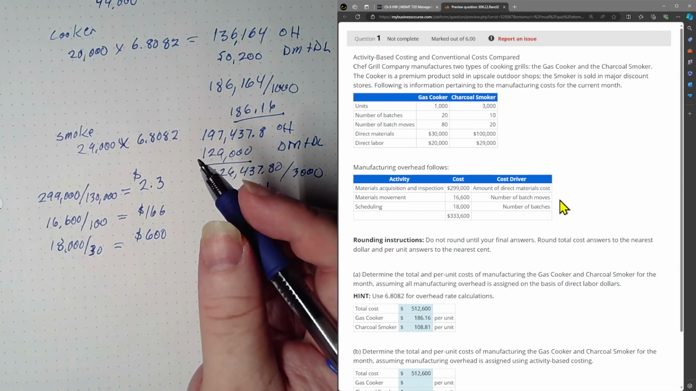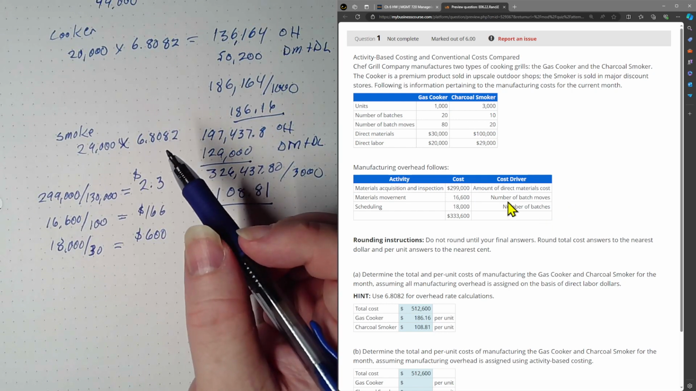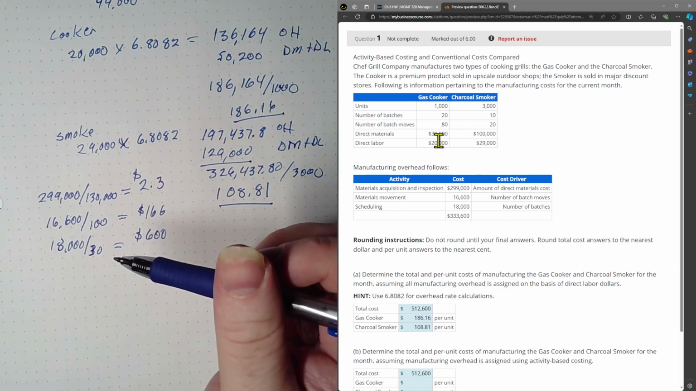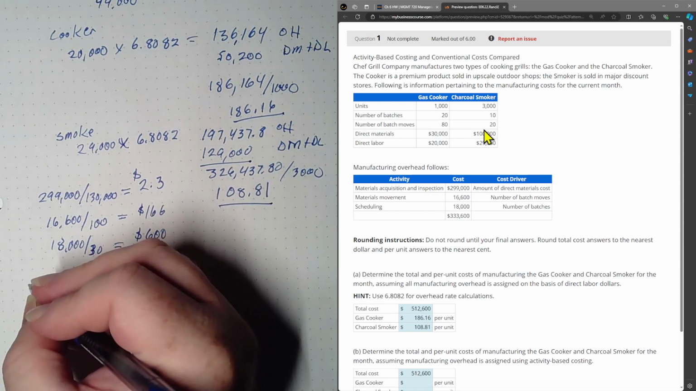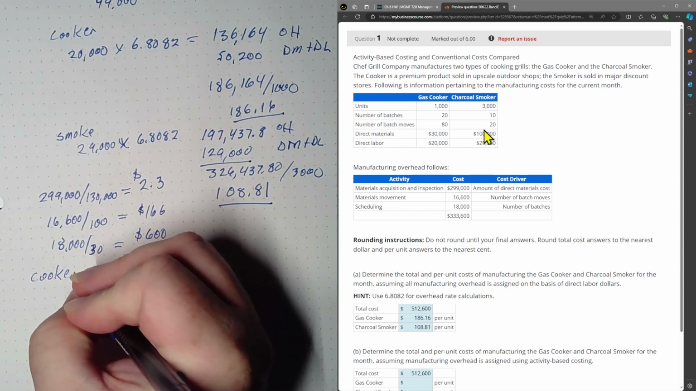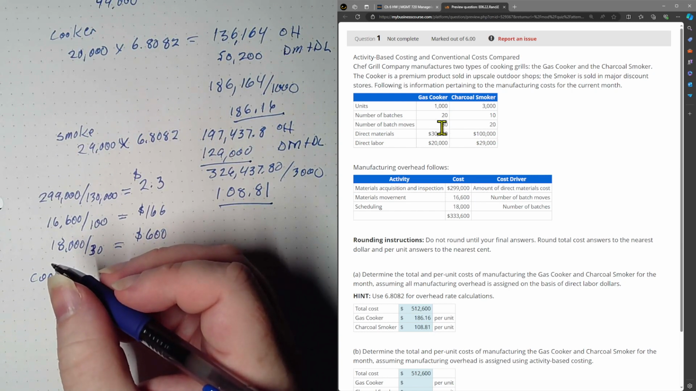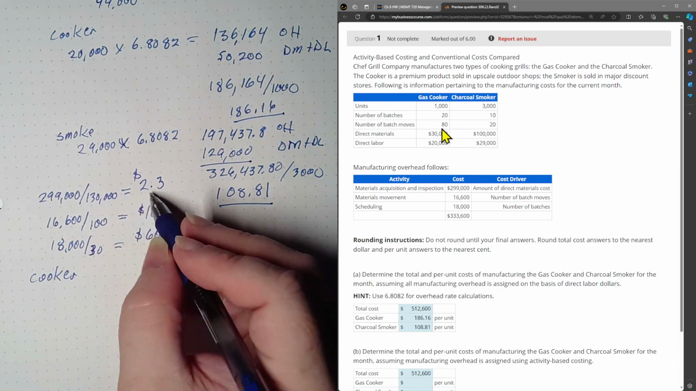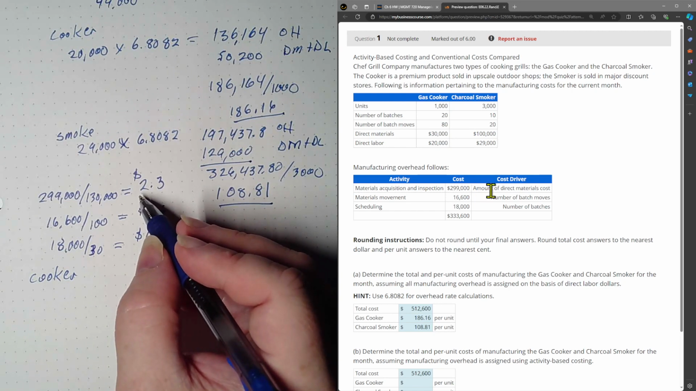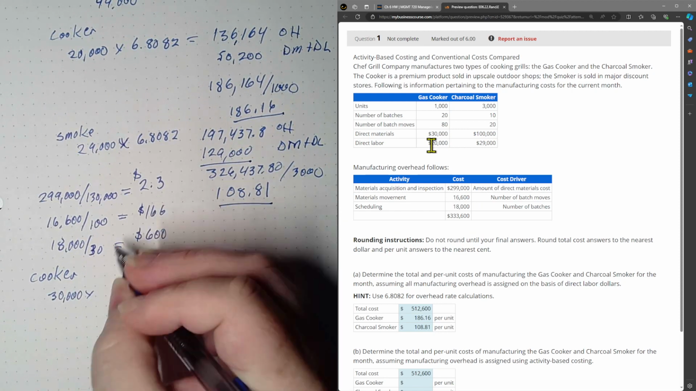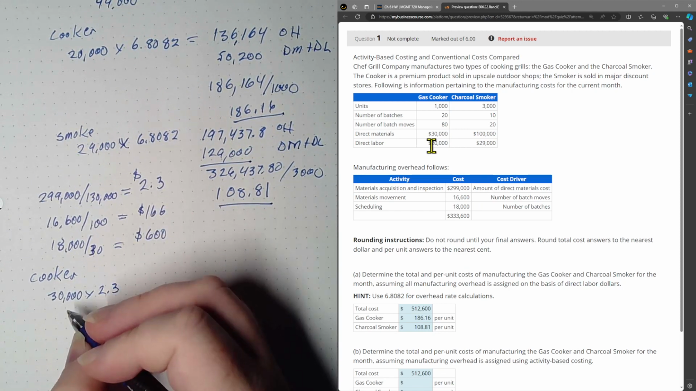Okay, so now what we're going to do is figure out, based upon these rates, the total cost for the cooker and the total cost for the smoker. So the cooker is going to come in at... well, let's start off with the first one. The first one is number of direct materials. So the direct materials here is going to be $30,000 of direct materials times $2.30 per.